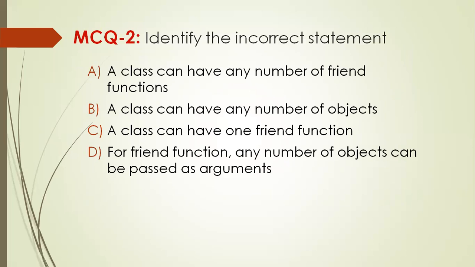Identify the incorrect statement. A class can have any number of friend functions. True. A class can have any number of objects. That is also true. A class can have only one friend function. That is false, because inside a class we can have any number of friend functions. For a friend function, any number of objects can be passed as arguments. In the example we have considered, for some friend functions I have passed one object. For some friend functions, like current account and savings account, I have passed two objects. So the incorrect statement is C.